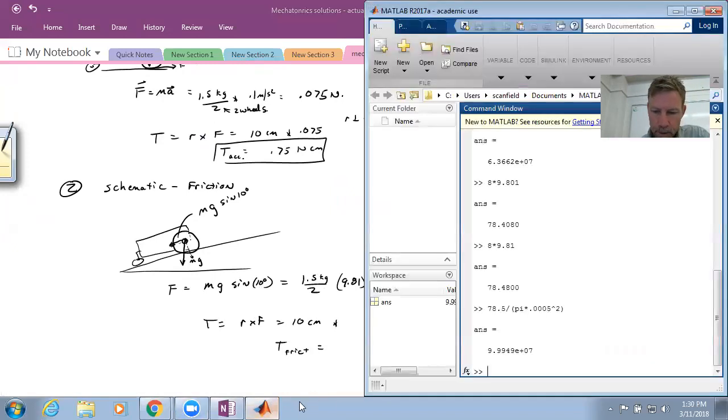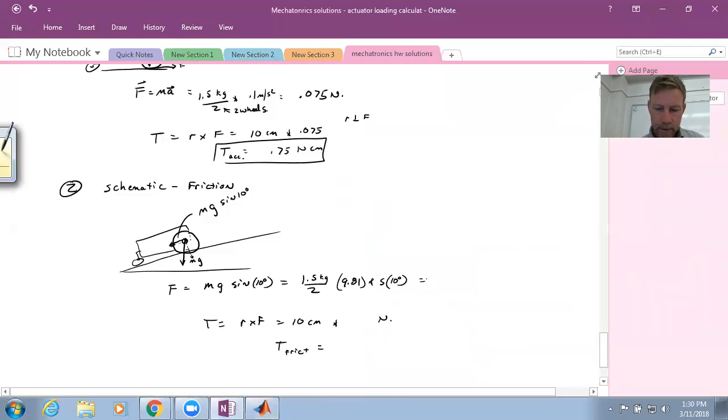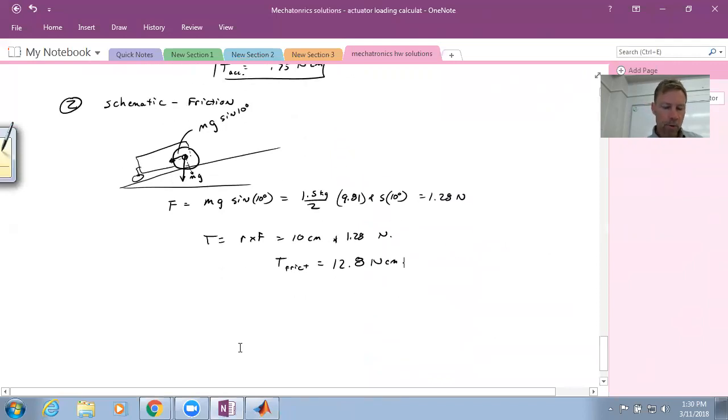Let's calculate that. So I get 1.5 divided by 2 times 9.81 times sine. Got to remember in MATLAB, it expects the measure in radians, but the sind function takes degrees. It gives me 1.28 newtons, 0.28 newtons, or 12.8 newton centimeters. Okay, my total is 12.8 plus 0.75. Gotta add them both up.